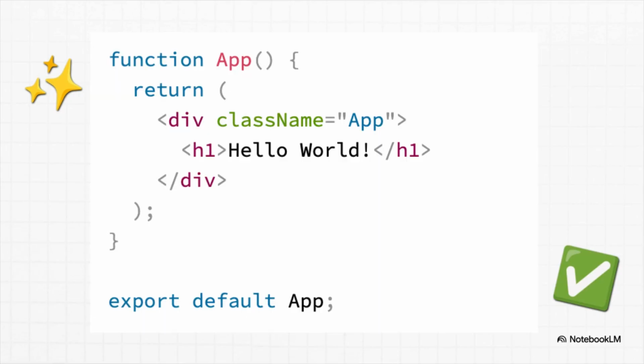I mean, look at it. How clean and simple is that? This is pretty much the bare minimum you need for a React component to show something, anything, on the screen. It's just a simple function that returns a heading.